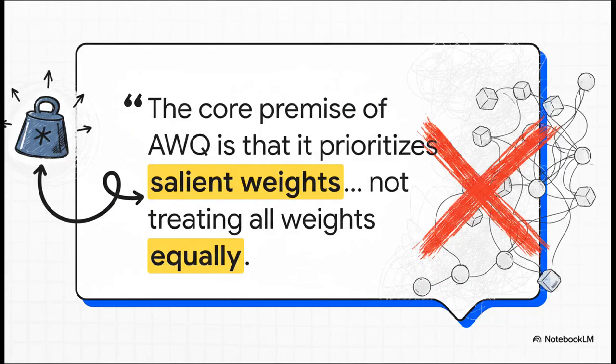Okay, let's start with a big one, Activation-Aware Weight Quantization, or AWQ for short. And this quote really nails the core idea. AWQ is built on a very simple and intuitive principle. Not all of the connections or weights in a neural network are created equal. Some are way more important than others.